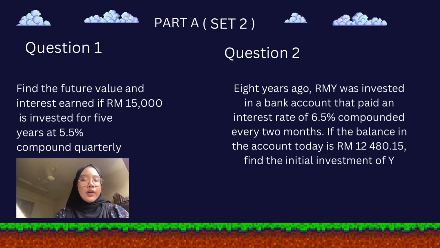Question 1. Find the future value and interest earned if 15,000 is invested for 5 years at 5.5% compounded quarterly. For question 2, 8 years ago, RNY was invested in a bank account that paid an interest rate of 6.5% compounded every 2 months. If the balance in the account today is 12,480 ringgit 50 cents, find the initial investment of Y.